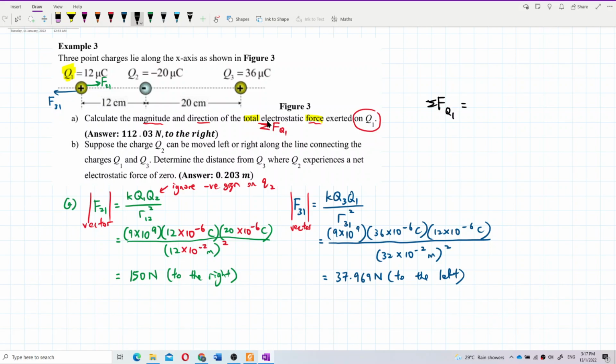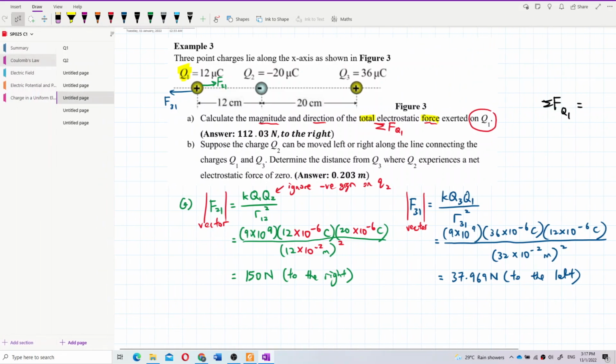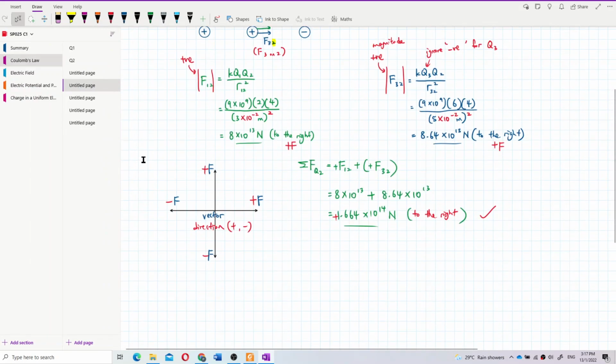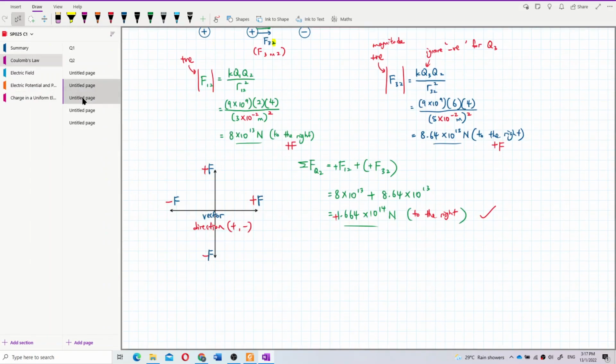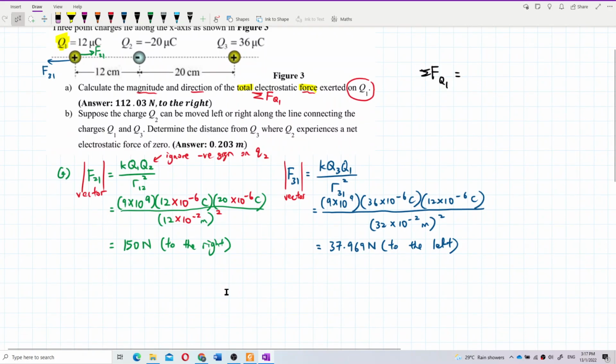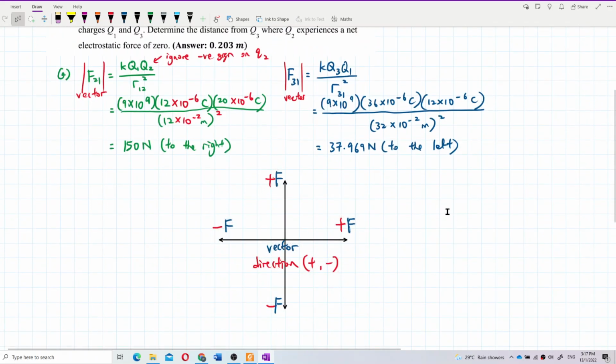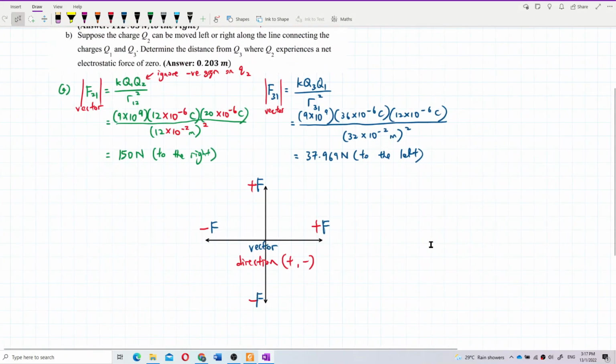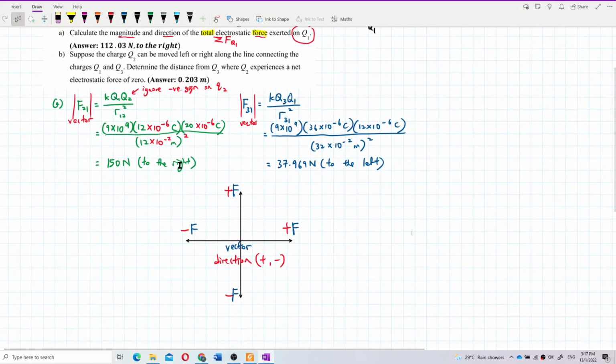Okay, so remember about the direction I mentioned before. I want to write it again here, just put it over here, so for you to remember. For vector direction, we always use positive negative sign to represent. Like you can see, this one is to the right, this one is to the left. To the right is a positive force. To the left is a negative force.